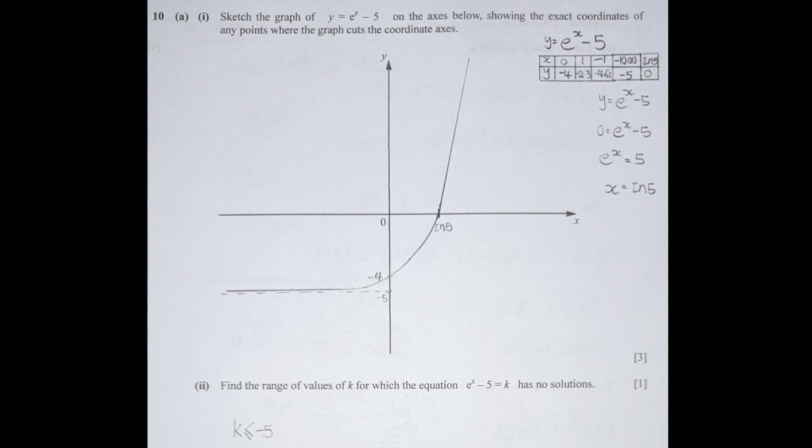So part 2, find the range of values of k for which the equation e to the power of x minus 5 equals k has no solution. So anything that is lesser than -5, we have no solution because the line wouldn't go any further down. So it only stops at -5, whatever that's below it won't have any answer. So this is why your answer is actually k less than or equal to -5.